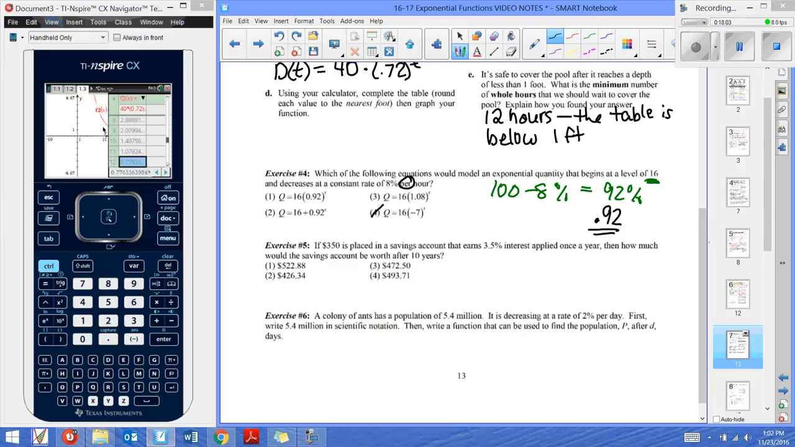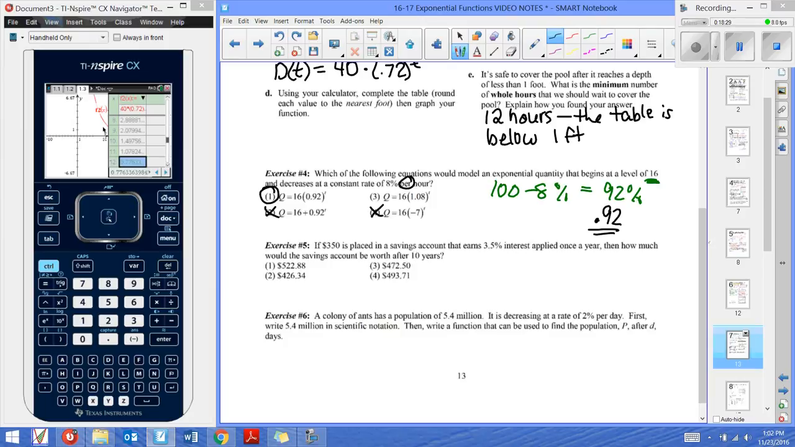4 doesn't make sense. 2 doesn't make any sense because we're adding the 0.92. We are multiplying 16 by 0.92 every single time. 3 was a trap. It looks like we were adding 8%. 3 would have been good if they asked us if the quantity was increasing at a constant rate.